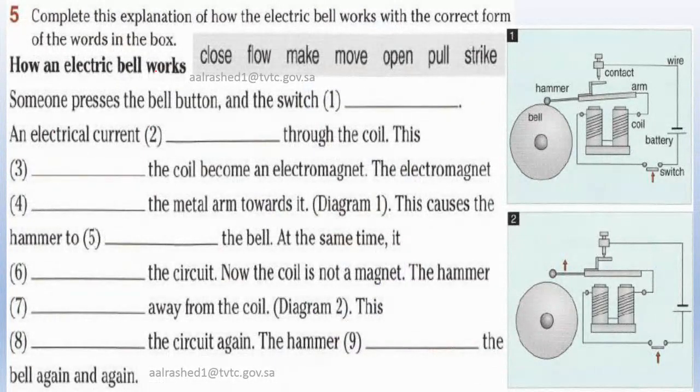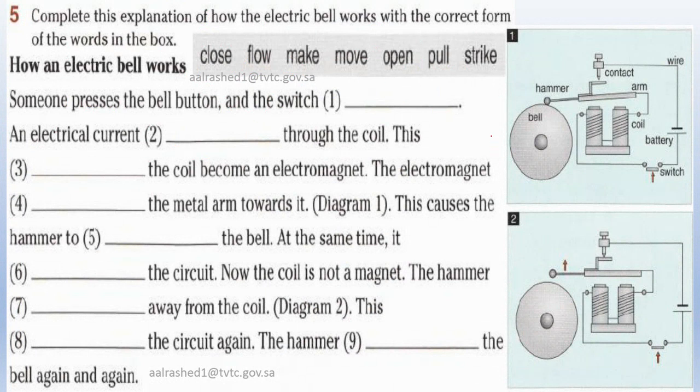Okay, question 5. We need to complete this explanation of how the electrical bell works with the correct form. Again, we need the causative sentences. It means the subject is not doing the action, but it causes or forces the object to do that action.